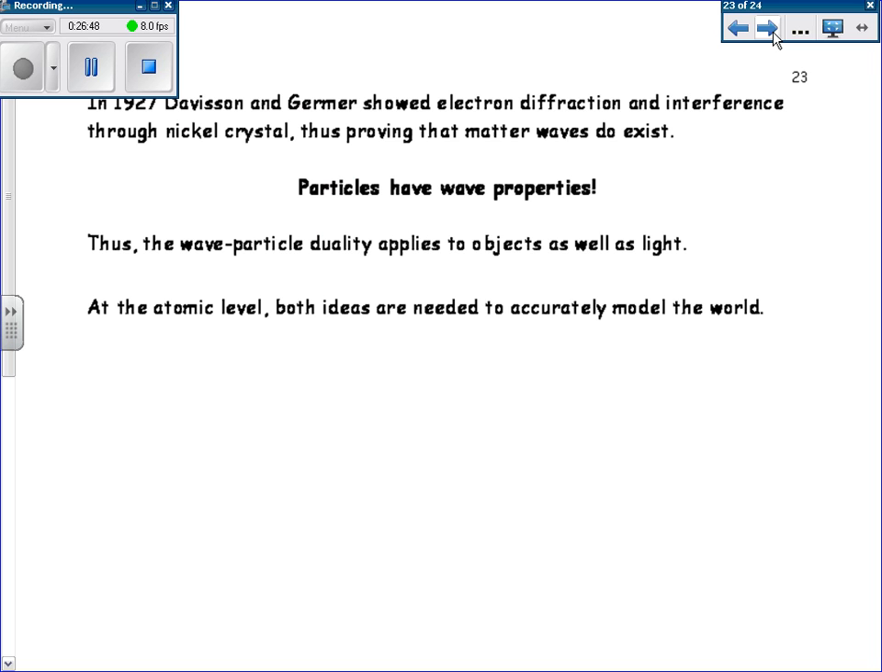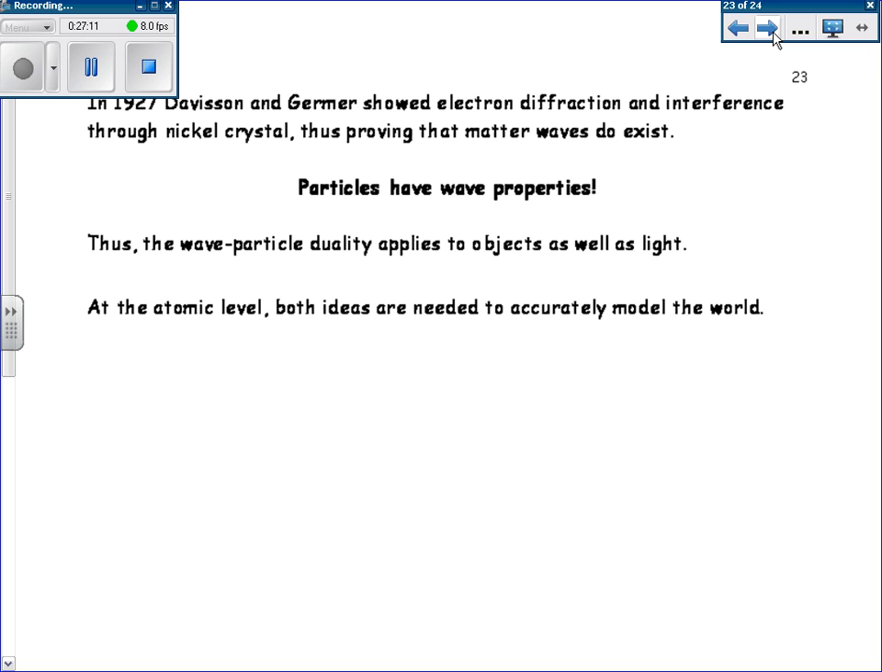At the atomic level, at the really, really small level, you actually need both ideas in order to accurately model the world. And that's the photoelectric effect, or the Compton effect. I'm going to talk a little bit tomorrow about the difference between the photoelectric effect and the Compton effect, because they're very similar, but yet they're different. Okay, so that's coming up tomorrow.